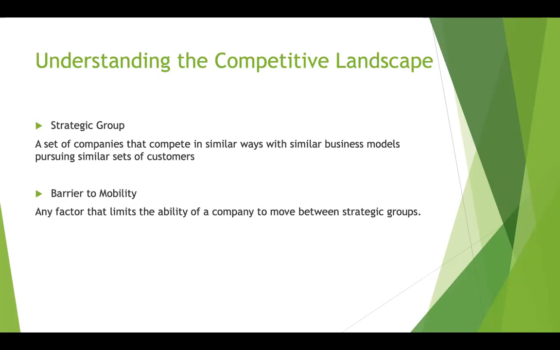Customers pursuing a high MPG vehicle and a reliable vehicle. The second one is barrier to mobility. That means any factor that limits the ability of a company to move between strategic groups. It might be cost, it might be scale, it might be some system that limits you so you can only stay in your original strategic group.